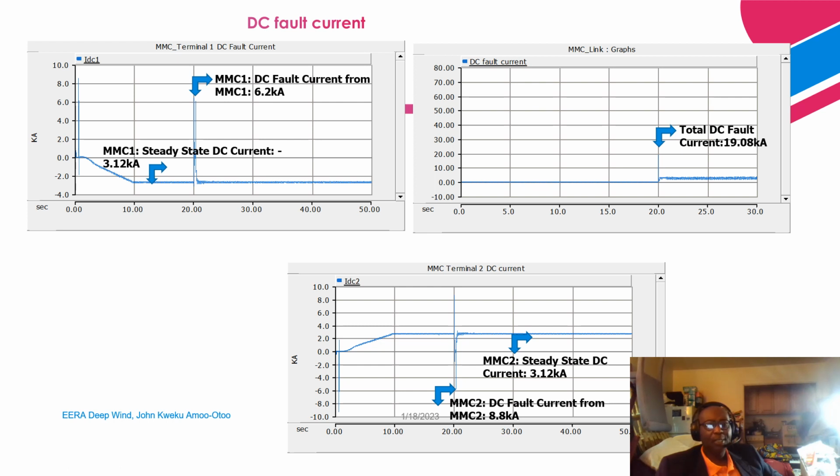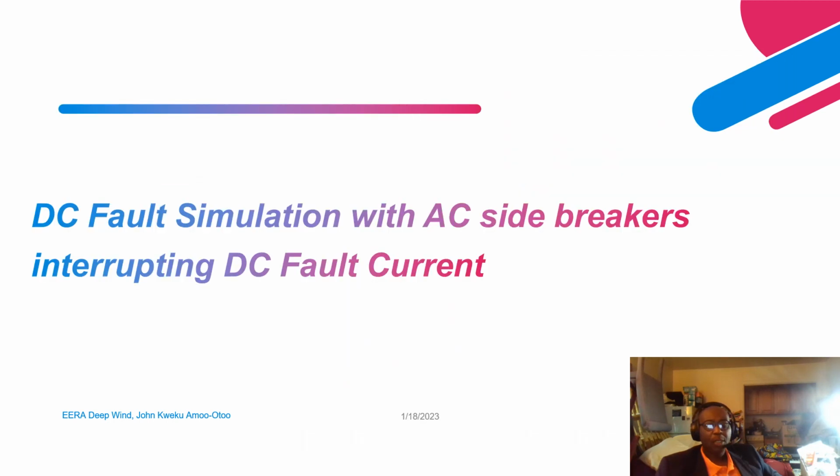Okay, so this slide shows us all the DC current. I have the DC current on terminal 1 and the DC current on terminal 2, then the total DC current, right? It shows the clearing of the DC fault and the duration. So that justifies the need for a DC circuit breaker to clear the fault faster than the AC side circuit breaker.